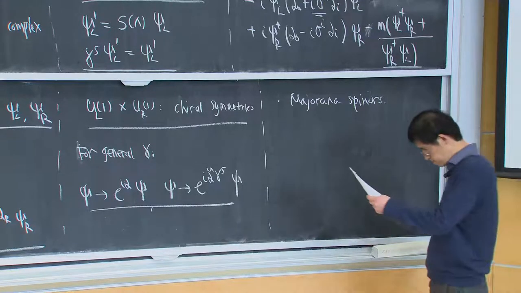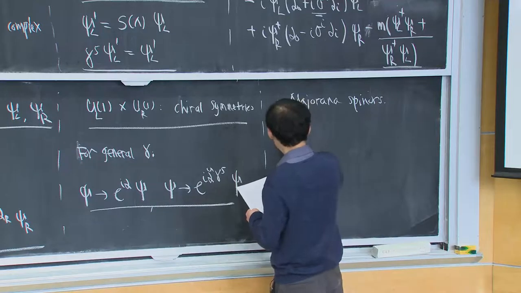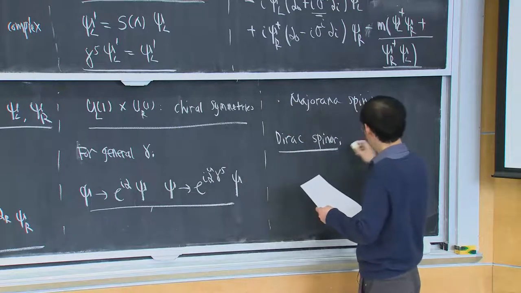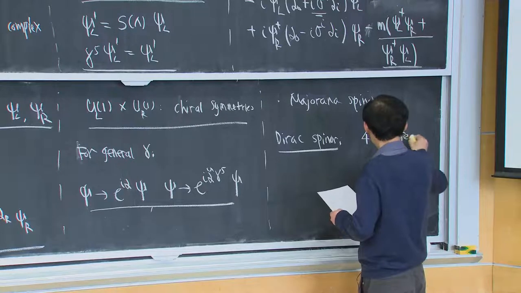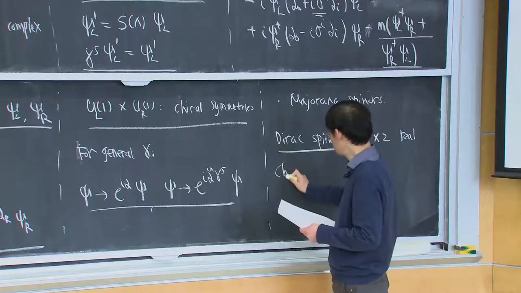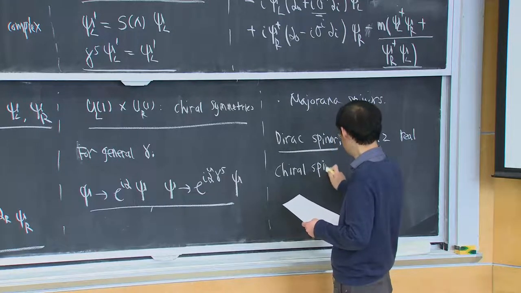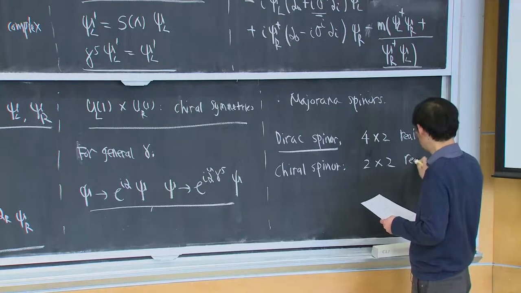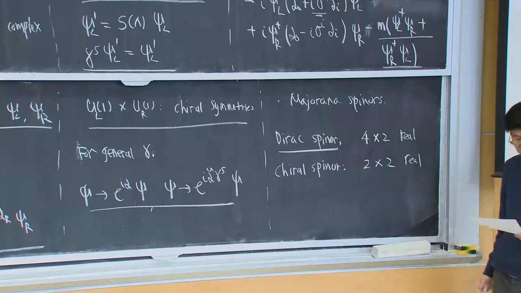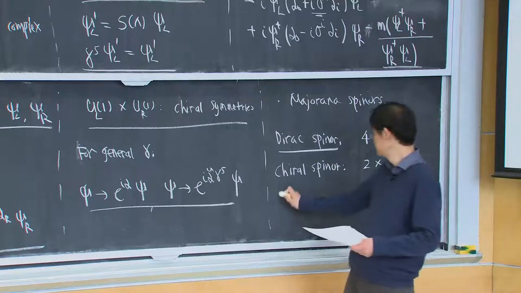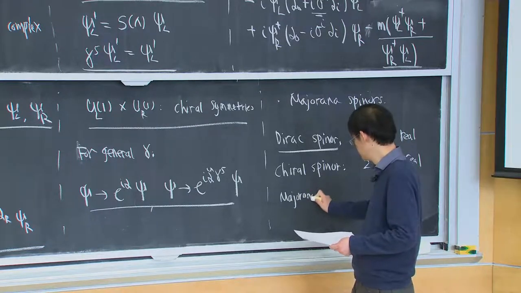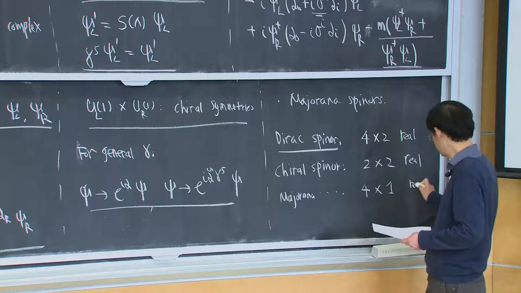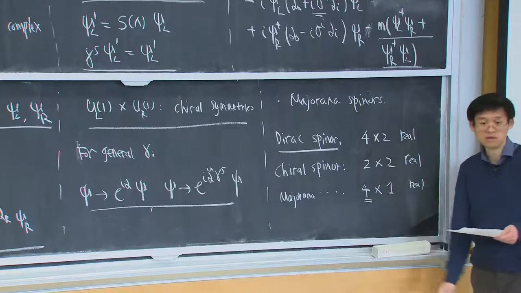Okay, so the Dirac spinor, which we have talked about so far, has four components, so you have four times two real components. And then the chiral spinor we talk about essentially has two complex components, so two times two real components. So the next one I'm going to talk about is the Majorana, in which case, I will argue you have four times one real component. So it has four independent real components. Okay.